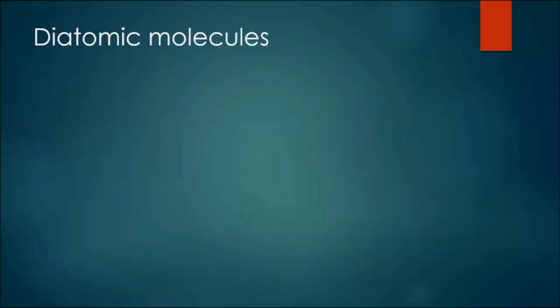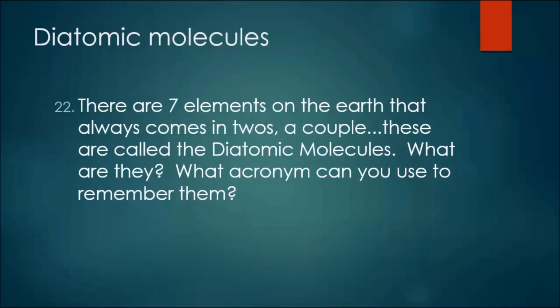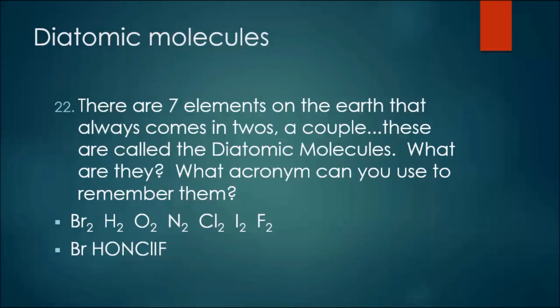All right. Remember that there are 7 elements on Earth that come as a twosome. These are the diatomic molecules. You can know them by the acronym Brother Huncliffe. And the last question that we need to deal with today is 23, where we're just going to go through and do some more practicing. This can be found on the back of your periodic tables, a little bit to the right of the middle.